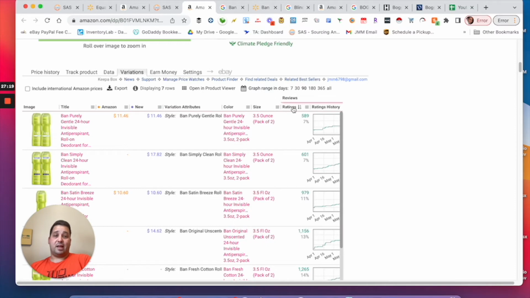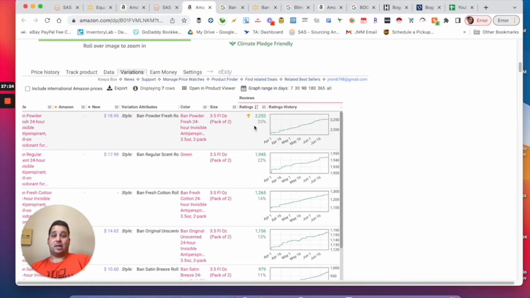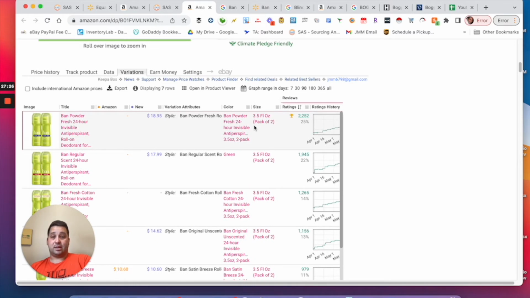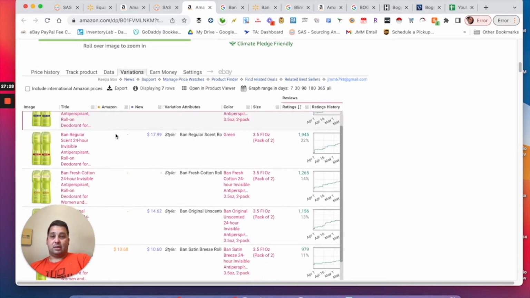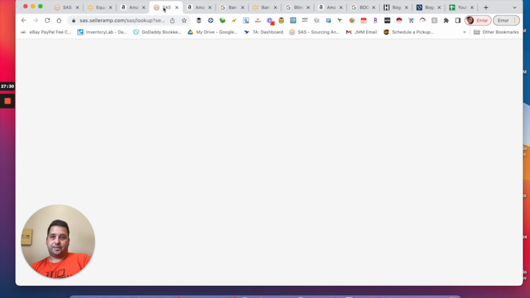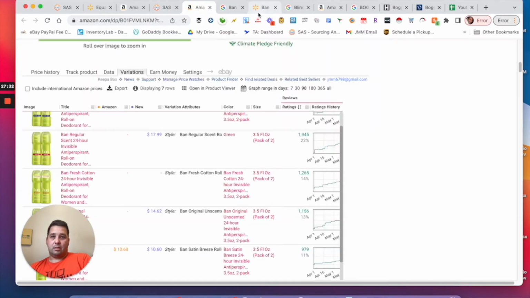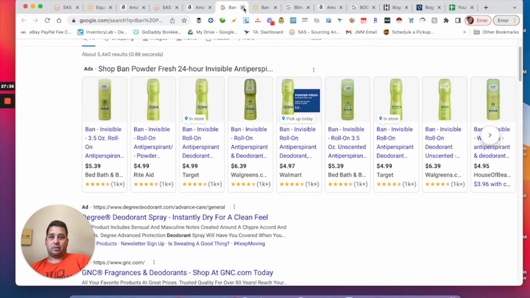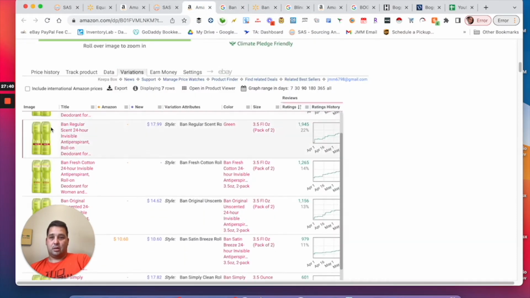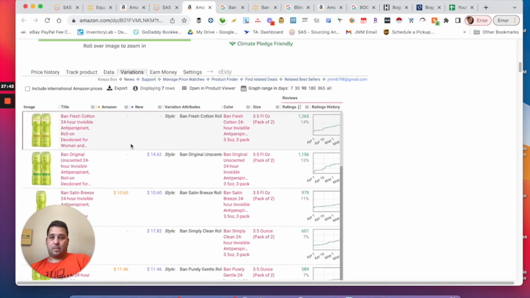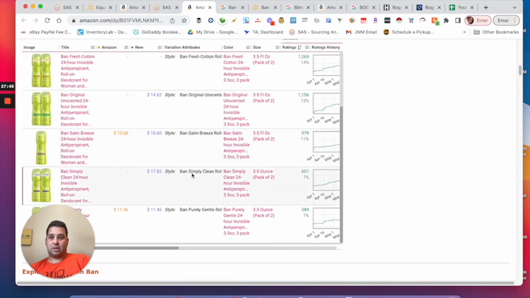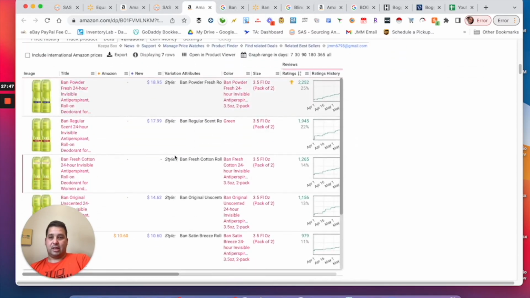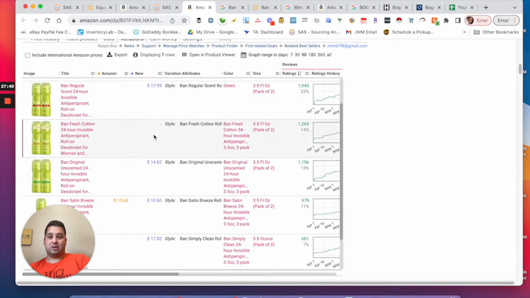So for the variations, you click on the variations tab and sort by ratings. The higher the percentage of ratings, that one is the one that is selling the most. Which one was this? This looks like the powder fresh. So they have different ones here, and it looks like that one's selling for the most money. The variations are showing you how much money.